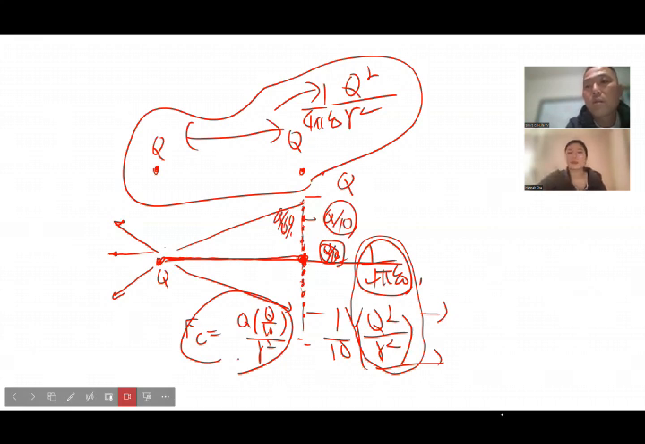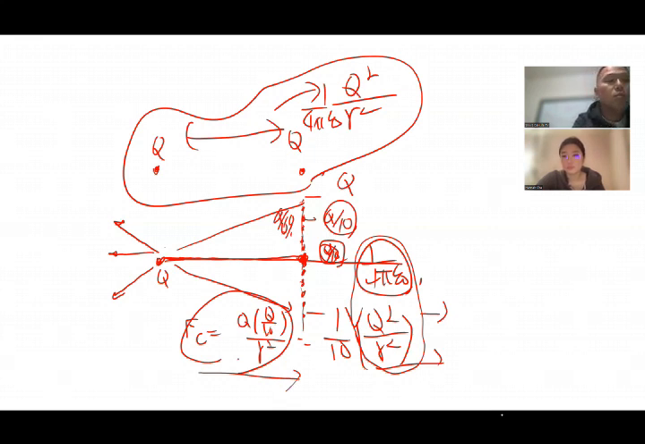Yeah, that makes sense now. So it depends on how much of your total charge is distributed in the given space. You have to just find out the charge density first from your given condition. Does it make sense? Yeah. Okay.